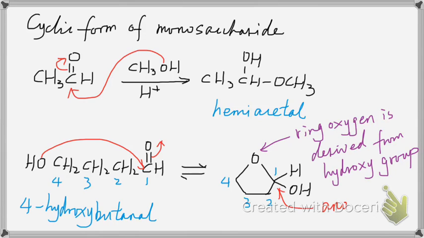And there is a very specific term for carbon 1 here. We call it anomeric carbon. Anomeric carbon refers to the carbon that has 2 oxygen atoms attached to it. Okay, anomeric carbon is the carbon that's derived from the carbonyl carbon.